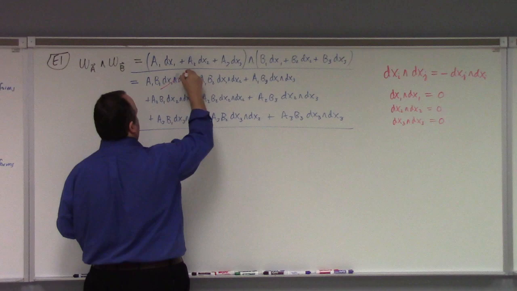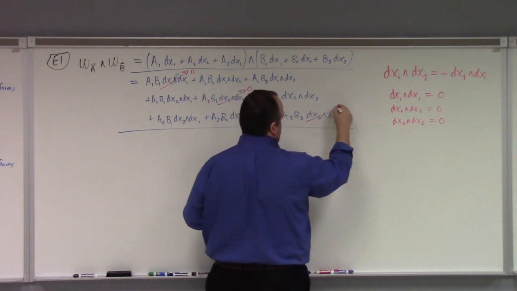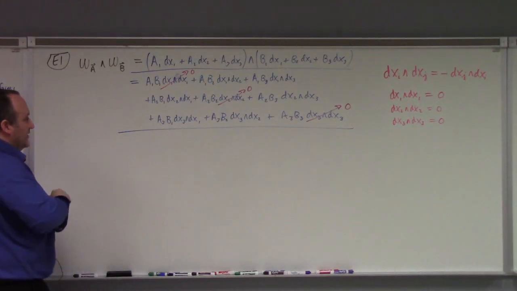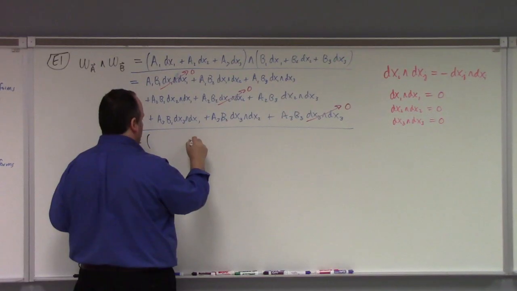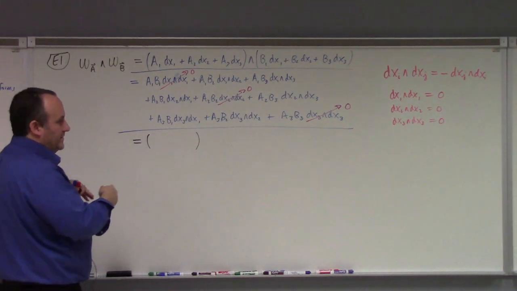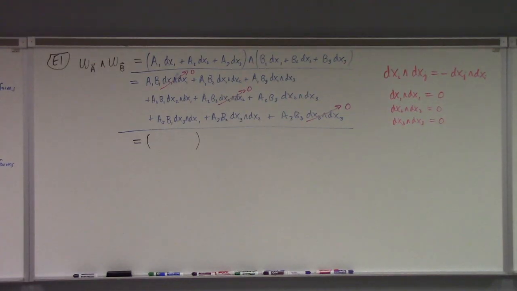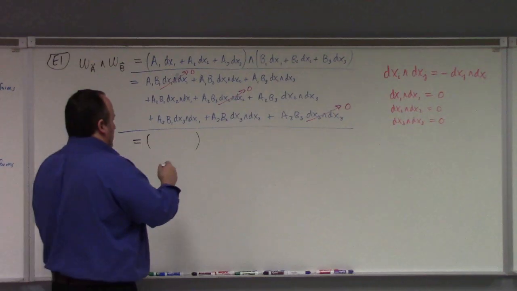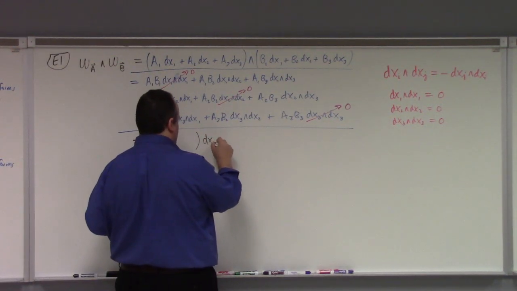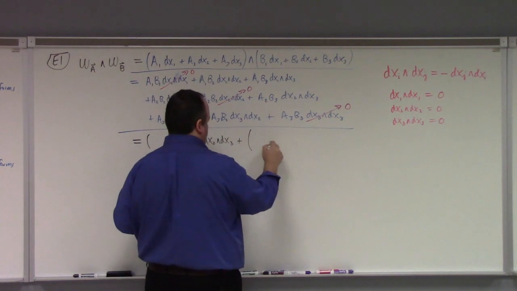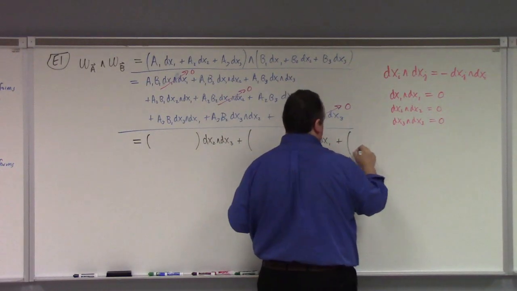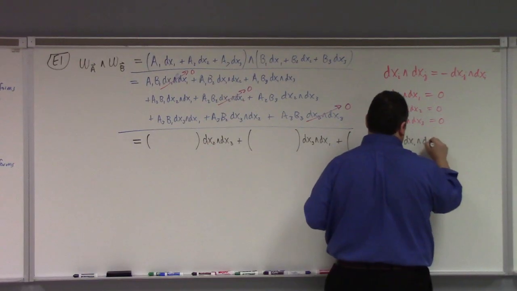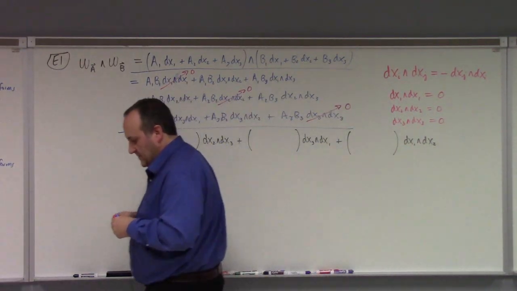So this is 0, that's 0, this is 0, right? And I can group terms. Let me just think through this. I'll keep the dx2 wedge dx3 terms here. And then I want the terms with dx3 wedge dx1. And then I want the terms with dx1 wedge dx2, right? That's how I want to group terms.